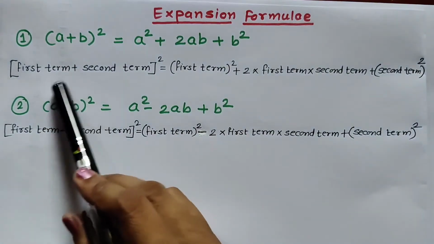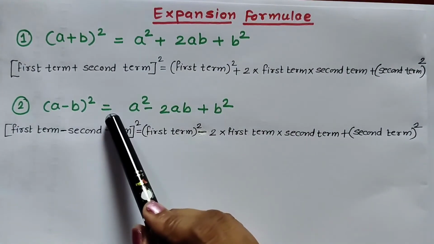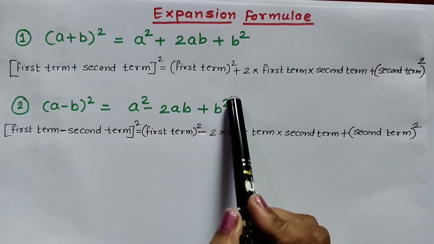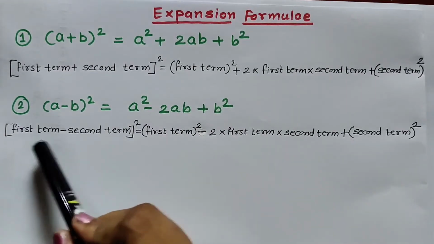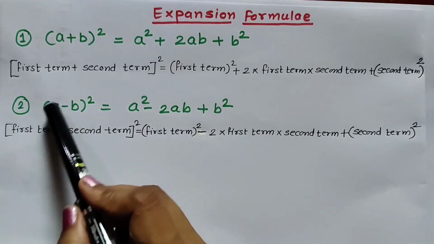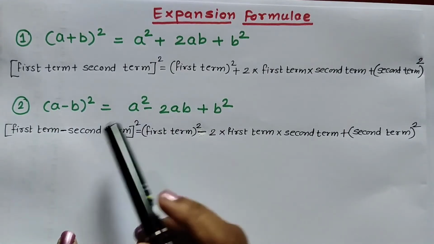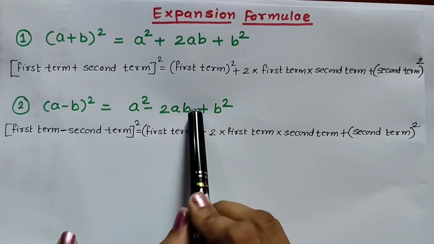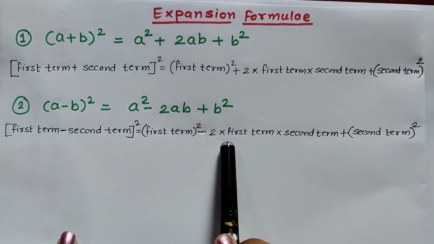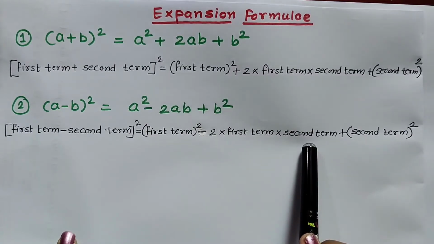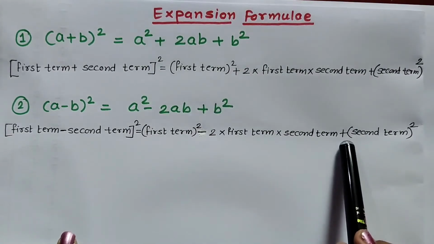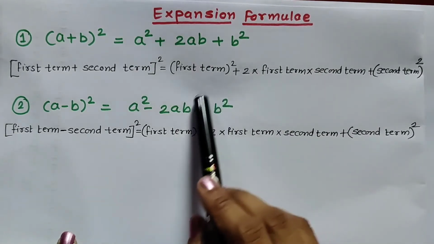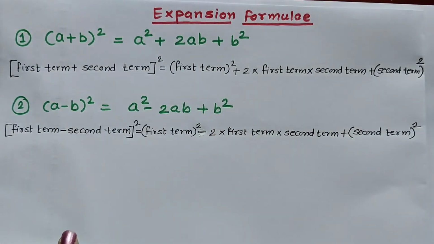Similarly, second formula (a minus b) whole square equal to a square minus 2ab plus b square can be memorized as first term minus second term whole square, where a is the first term, b is the second term, will be equal to a square, means first term square, minus 2 into a into b, means minus 2 multiplied by first term multiplied by second term, plus second term square, means plus b square. So in this way, these two formulas you can memorize so that it will be easy to apply both the formulas.